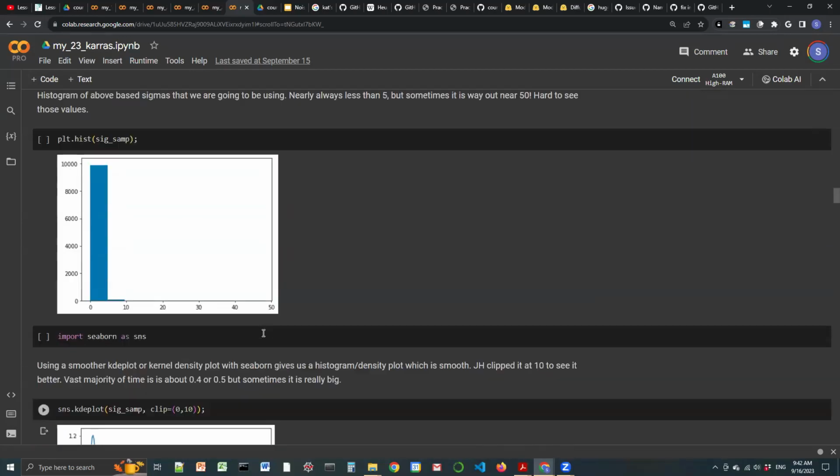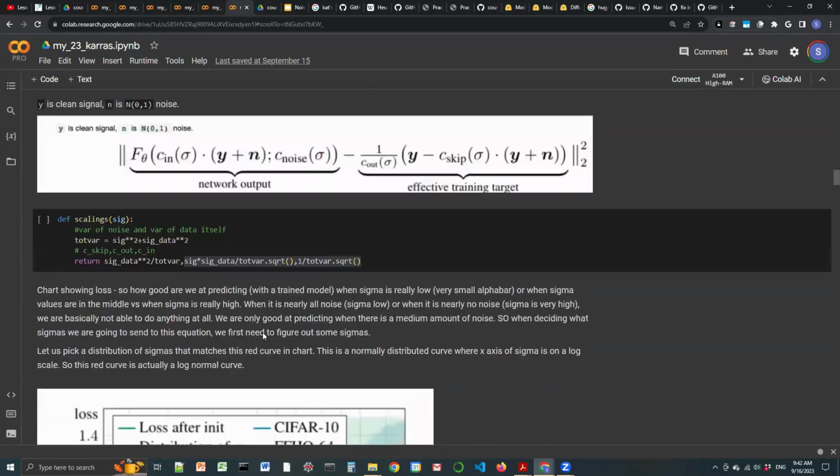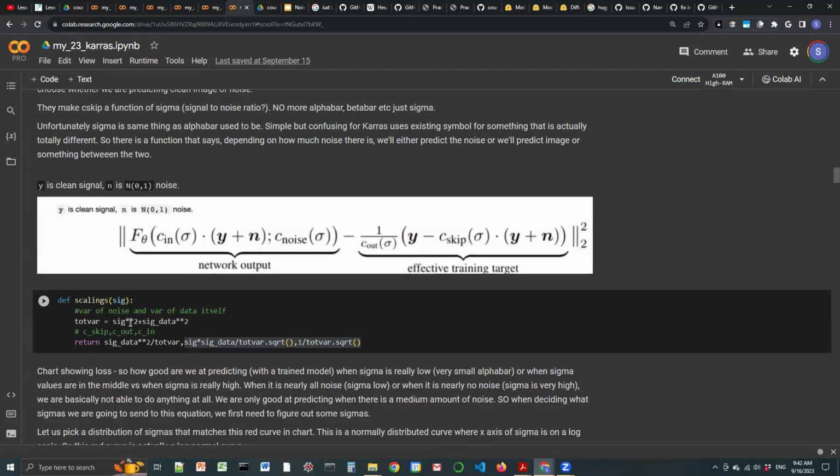And if you go back and look at the equation for Cn, because Cn is the last value we return, look at what that is. 1 divided by the total variance square root. And total variance is sigma squared plus sigma data squared. So that's why Cn is this value. Because by choosing Cn to be that value, we are ensuring that the noise image standard deviation is exactly equal to 1. That's what we are trying to do.